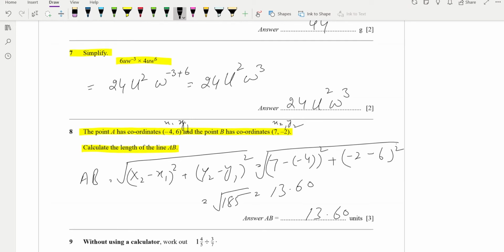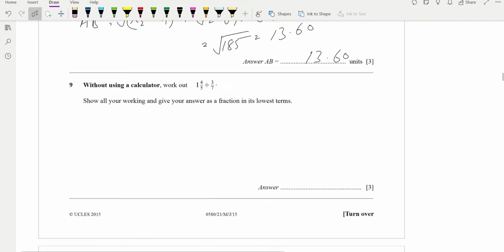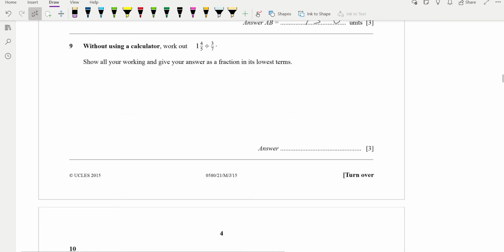13.60 will be our answer for this question number 8. Now we can move to question number 9: without using a calculator, work out this one, show all your working.